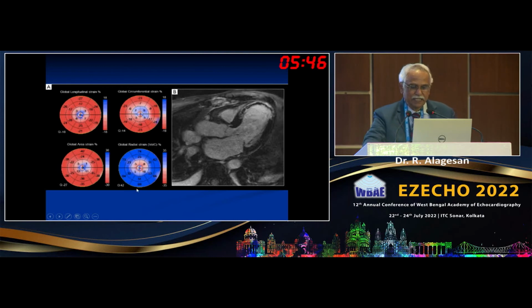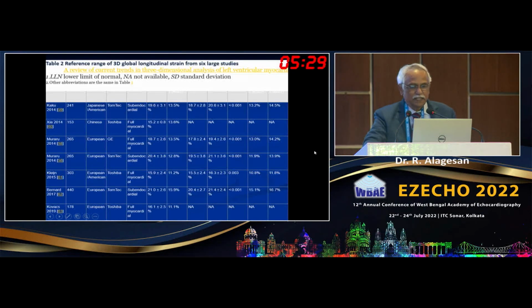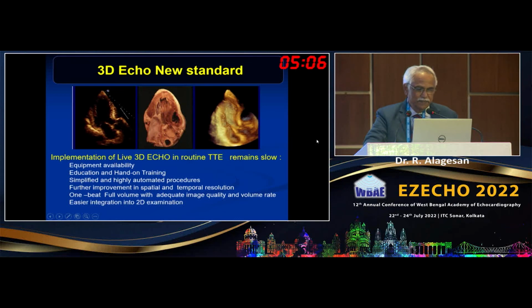So this is a patient with three-dimensional echocardiographic longitudinal, circumferential, area strain and radial strain. This patient has an infarcted apex. Corresponding to that, all the strains are reduced in the left ventricular apex. But how this compares with the traditional method of two-dimensional strain has not come into practice still, and there are a lot of differences between different equipments. It's not yet standardized. So three-dimensional echocardiographic strain is still in the process of evolution.